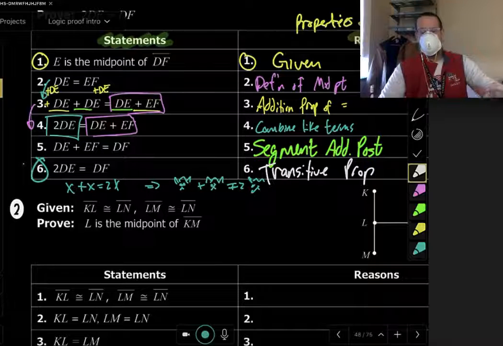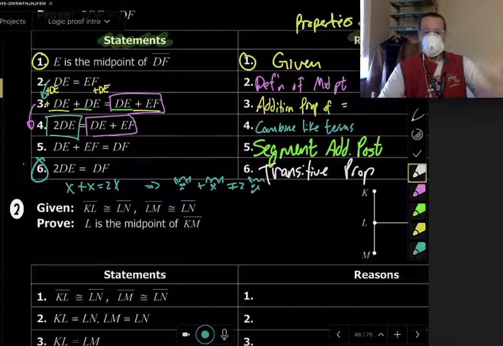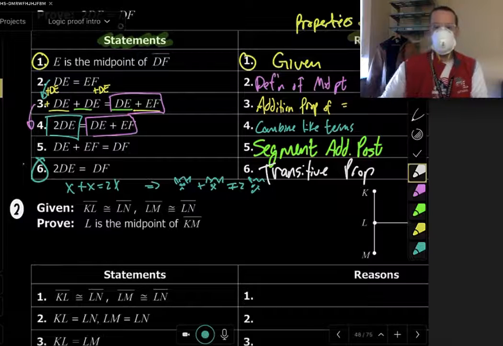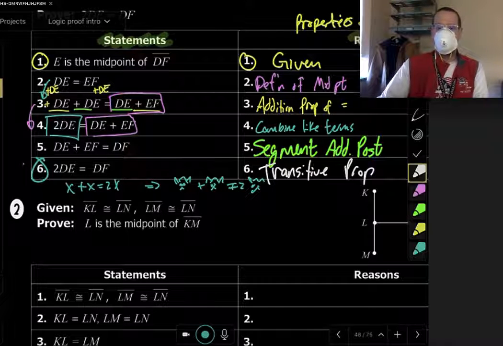So what we did here is just use our properties of equality, transitivity, and congruence. And so hopefully you find this insightful.